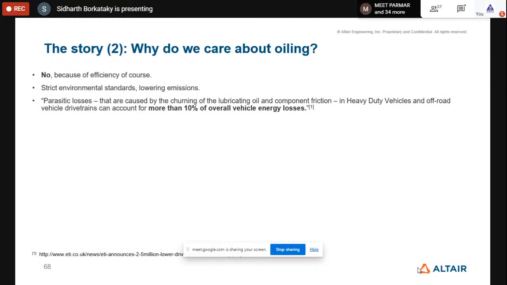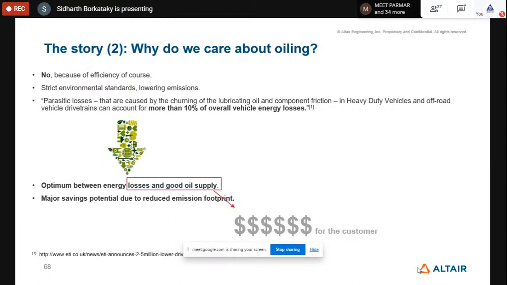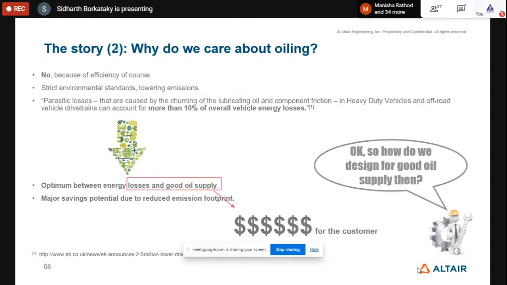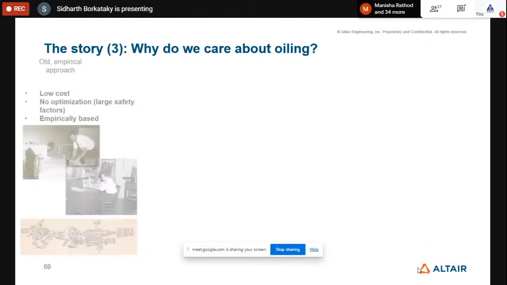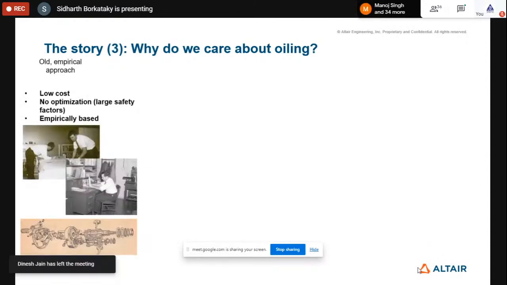Those are the strict norms being raised by our government, so there is a limit on the use of lubrication. In earlier days, there was a different methodology. People used to do everything with hand design. They would make a design, and based on it they would feel that it was the correct design where effective lubrication will take place. That's one of the ways.